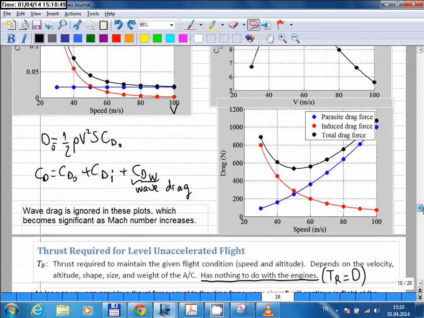So this explains the plot we obtained earlier. This is the induced drag force component, and the parasitic drag force component is shown in blue. Remember, this is proportional with the square, so that means you have this parabolic curve, which increases as the flight speed is increased. But the second term is inversely proportional, so that means as you increase the flight speed, this decreases with the square of the flight speed.